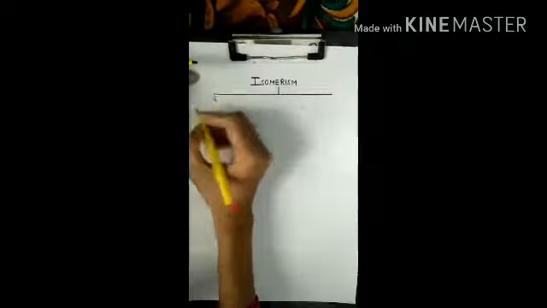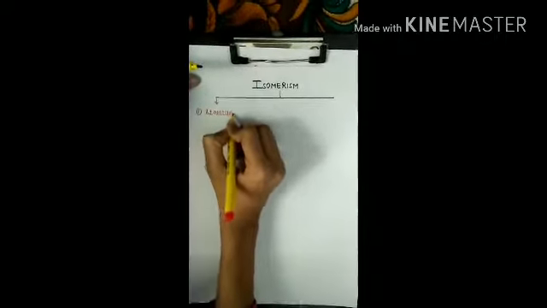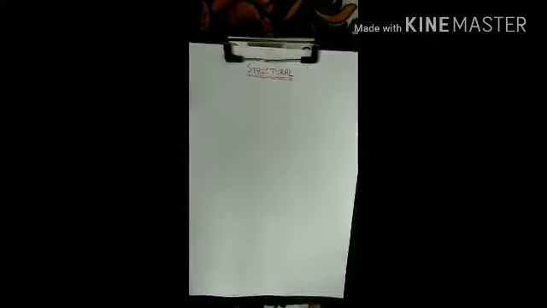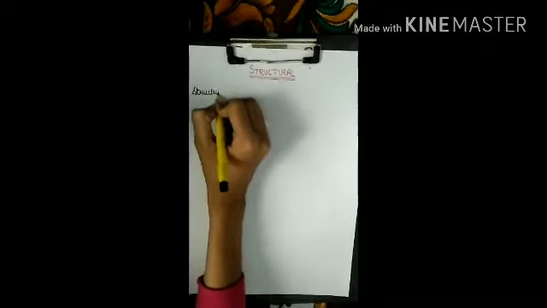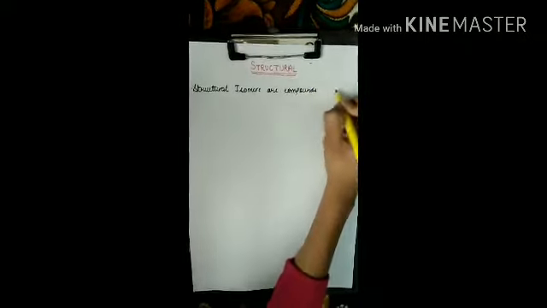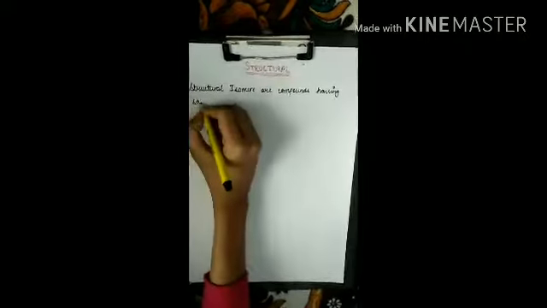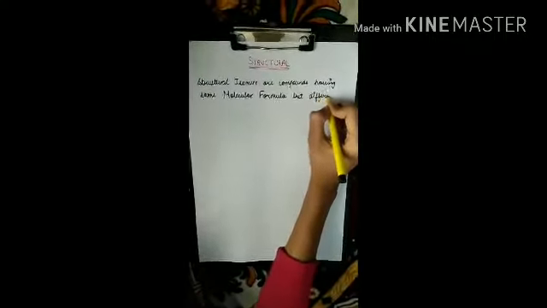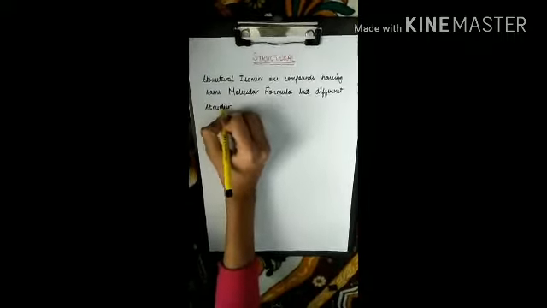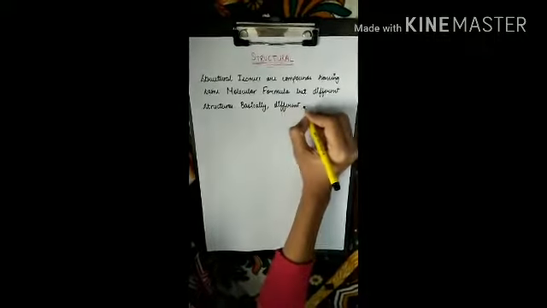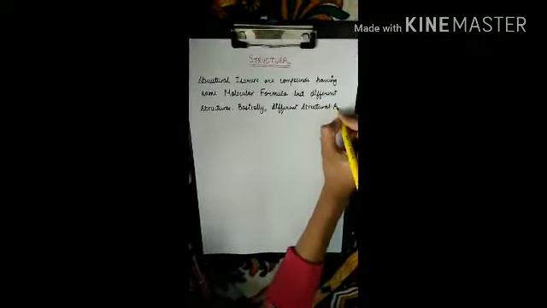Isomerism is broadly divided into two types. The first one is structural and the second is stereo. Let's talk about structural isomerism first. Structural isomers are compounds having the same molecular formula but different structures. And this phenomenon is referred to as structural isomerism. Basically, they have different carbon structures.